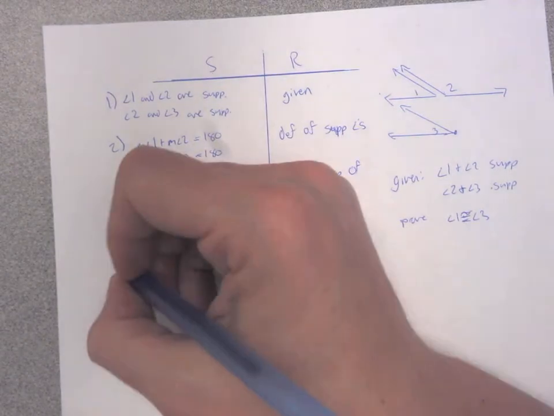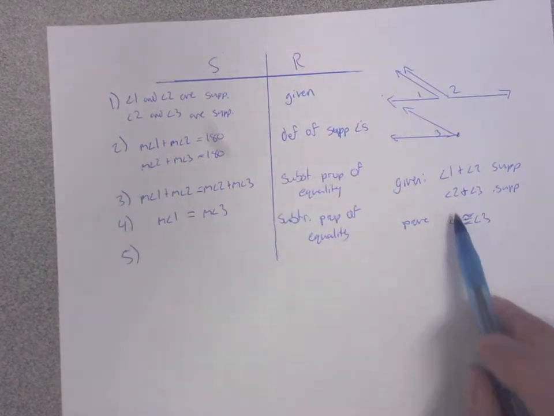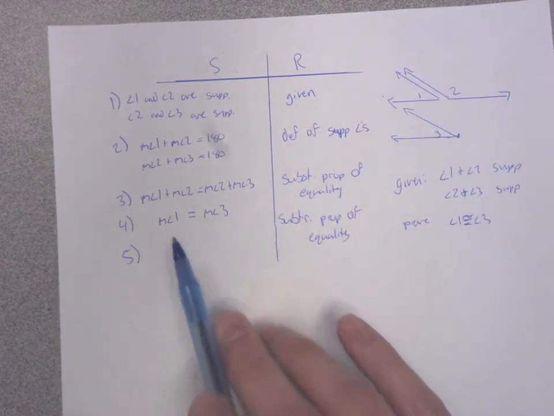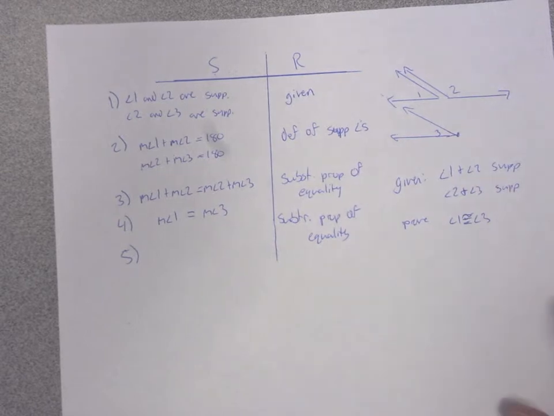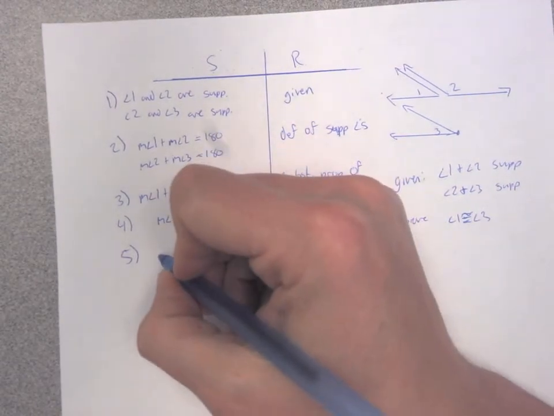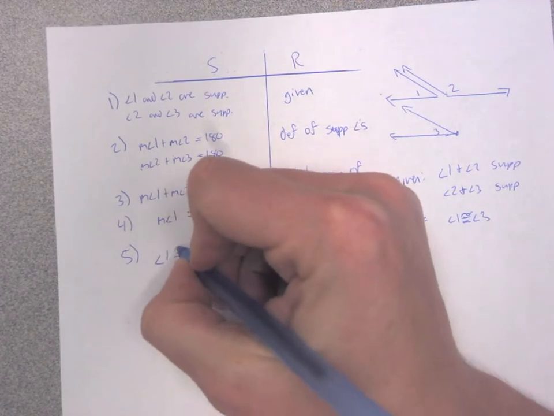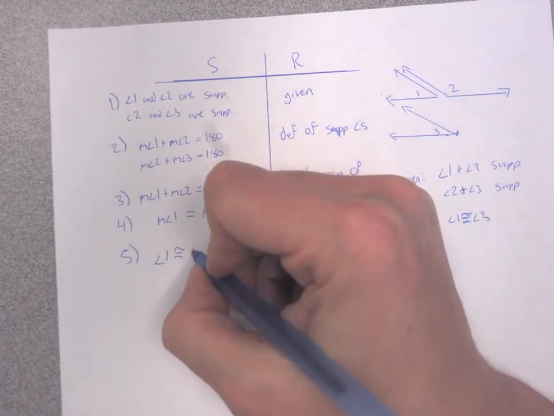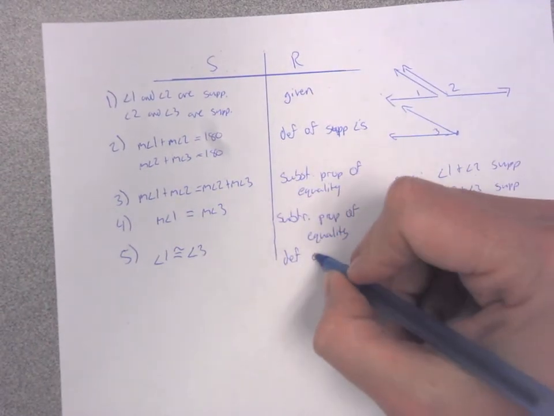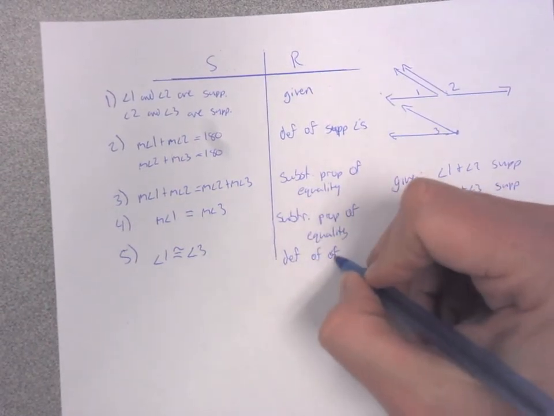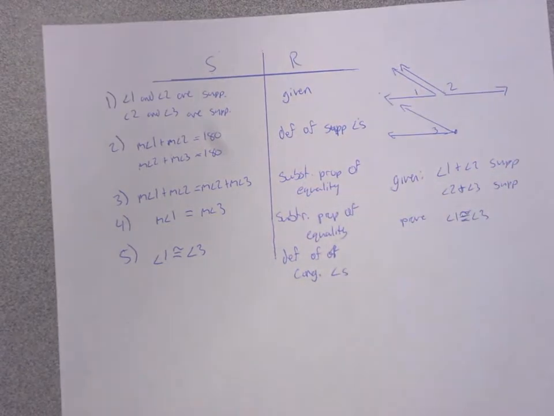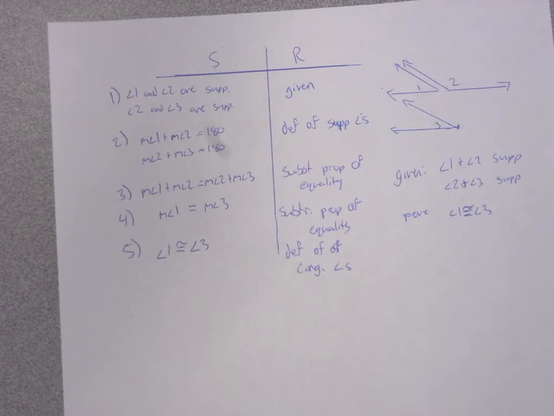All right, now, did we prove what we set out to prove? We set out to prove that angle 1 was congruent to angle 3, right? Now, we're pretty much there. We know that this is similar to congruence, but this is actually an equation, and so we're going to change that to a congruent statement. If the measure of angle 1 is equal to the measure of angle 3, then we know that angle 1 is congruent to angle 3, because that's the definition of congruent angles. The definition of congruent angles is that they have the same measure.